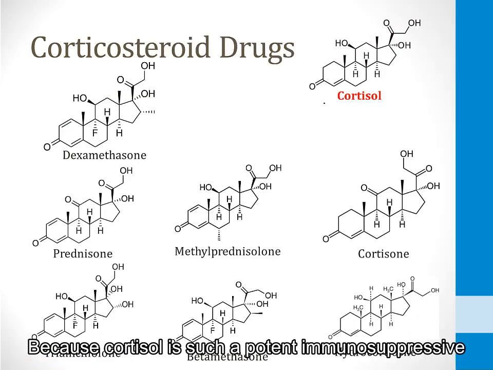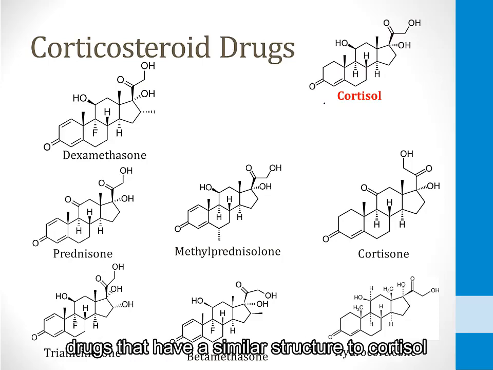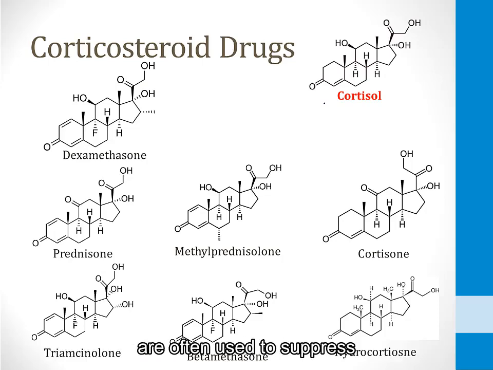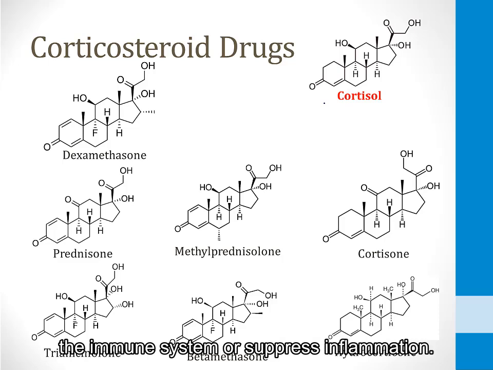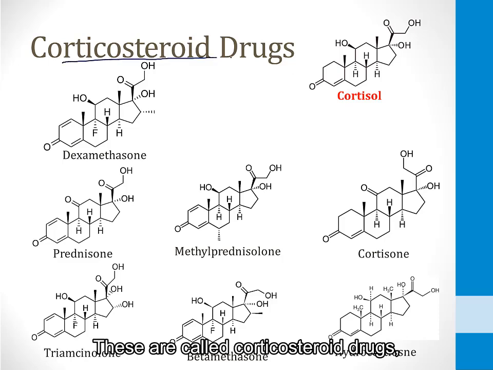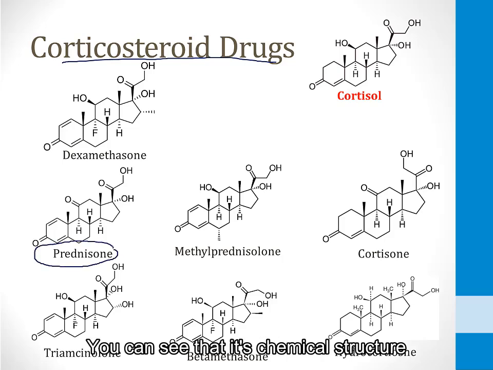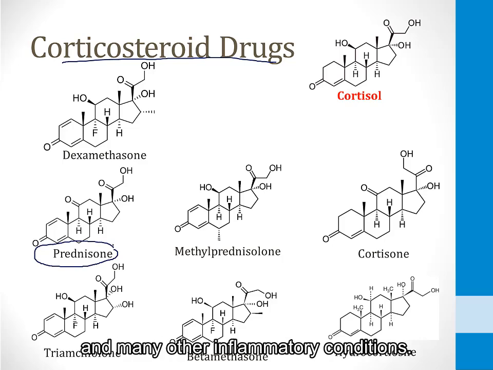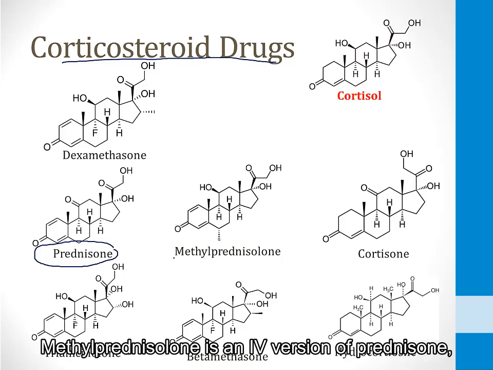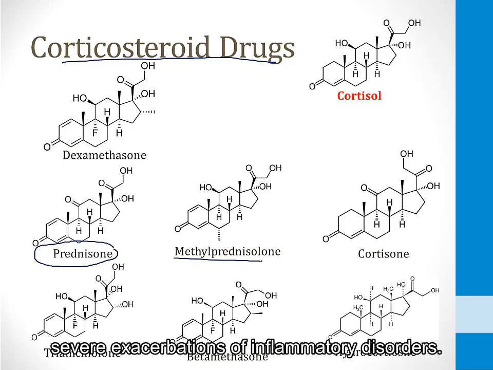Because cortisol is such a potent immunosuppressive, drugs that have a similar structure to cortisol are often used to suppress the immune system or suppress inflammation. These are called corticosteroid drugs, or many people just call them steroids. One of the ones you will most commonly see used is prednisone. You can see that its chemical structure is almost identical to cortisol. It's given orally to patients with asthma exacerbations and lupus and many other inflammatory conditions. Methylprednisolone is an IV version of prednisone, often given in the hospital to patients with severe exacerbations of inflammatory disorders.